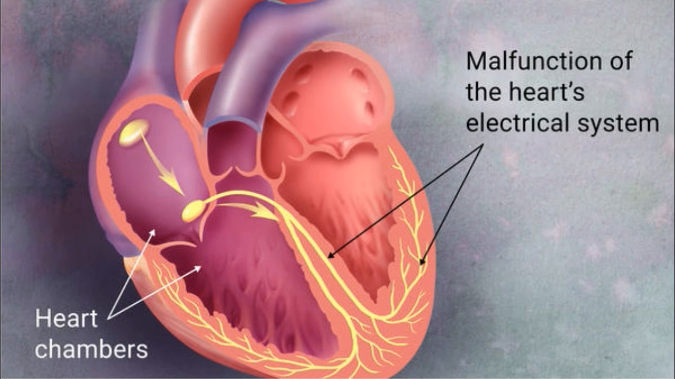Ventricular tachycardia. Ventricular tachycardia, VT, is the rapid beating of the two lower chambers of the heart. VT can be a life-threatening arrhythmia if not treated.